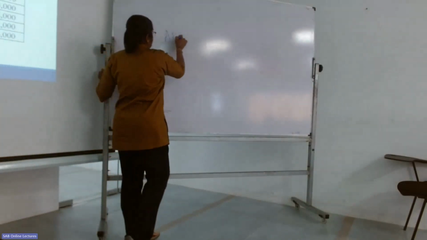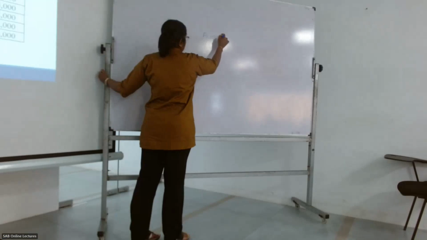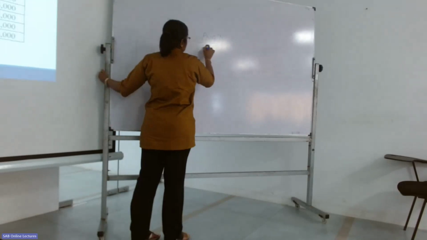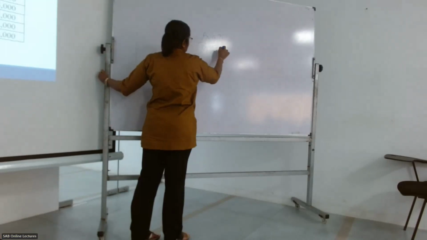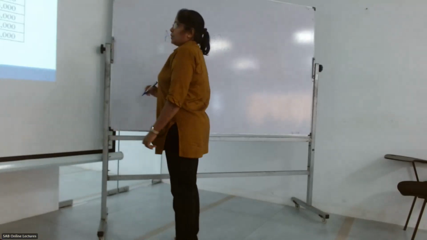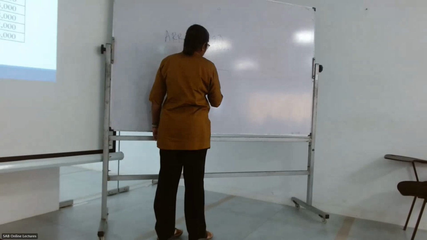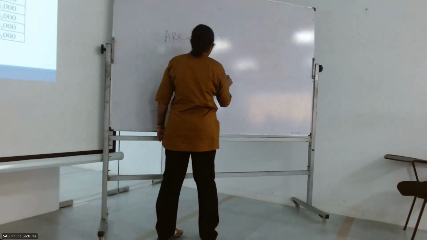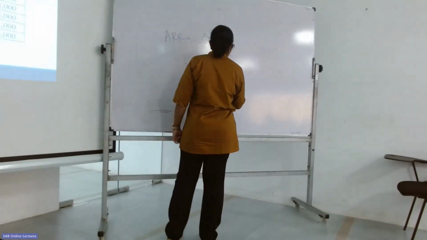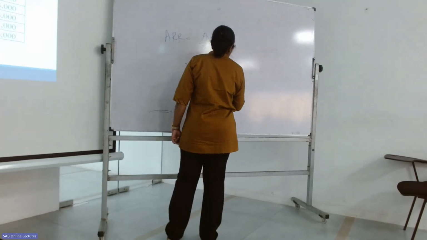So the average investment is like this. ARR is equal to average profit divided by average investment, simply. So the average investment you can take here: 200,000 plus 100,000, divided by 2. This is the average investment.